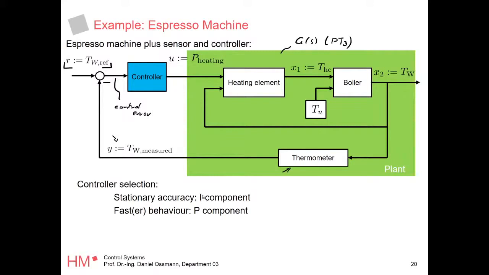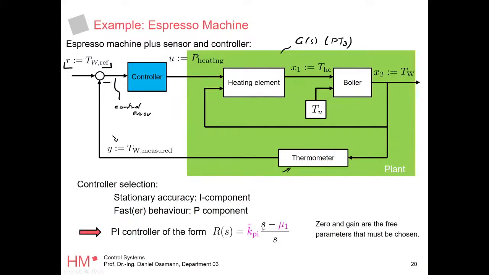And we know a pure proportional controller is fast, so we can increase the speed of our espresso machine using a proportional controller. But as we figured in the lab exercise, we will never reach 96 degrees, so we will never be stationary accurate. If we want to be stationary accurate, we need an integral part. As said last time, we are now fusing these two ideas. We use an integral component to get the stationary accuracy, and we use a proportional component to make our system faster. Okay, so we end up with a PI controller, proportional integral controller, of the form.